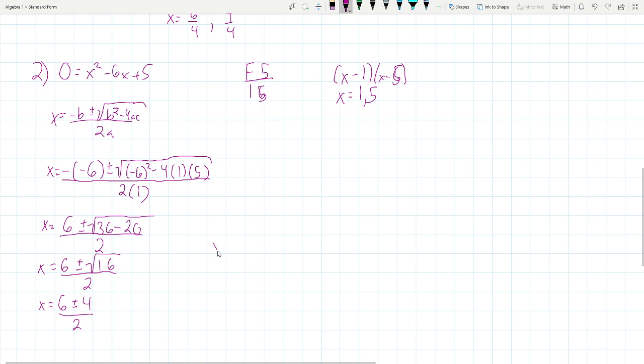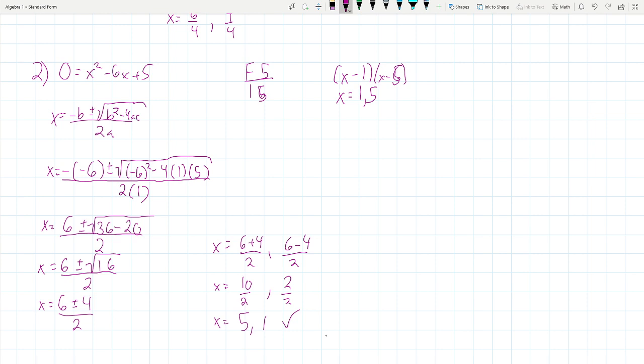And so we get two equations from that. So x equals 6 plus 4 divided by 2, and 6 minus 4 divided by 2. And from that, we get that x equals 10 over 2 and 2 over 2. And so my answers are 5 and 1, which happen to be the same as we figured out before.